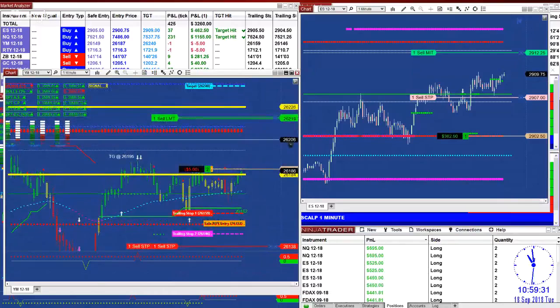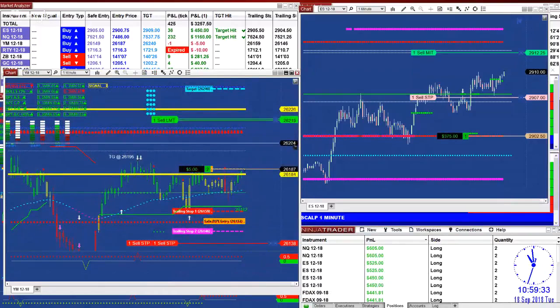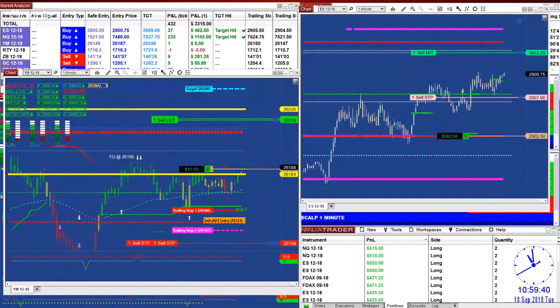And it is a very nice trade. There we go. Okay, we have a liftoff.